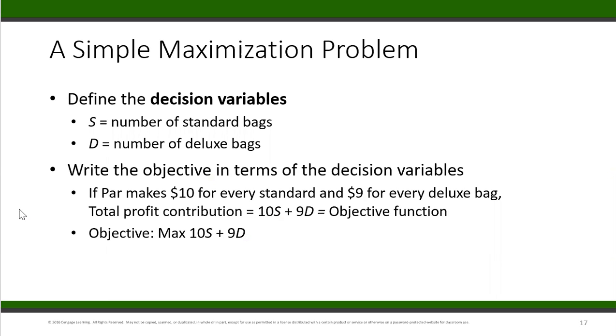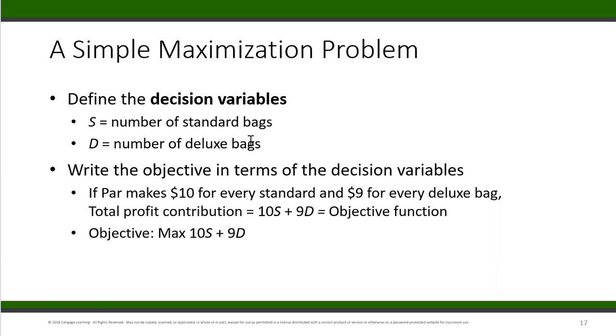So let's get started. For decision variables, we have 2 decisions to make: the number of standard bags to produce, and the number of deluxe bags to produce. So S and D, right? We can call them S for standard, D for deluxe bag. And then the next step, writing down the objective function.